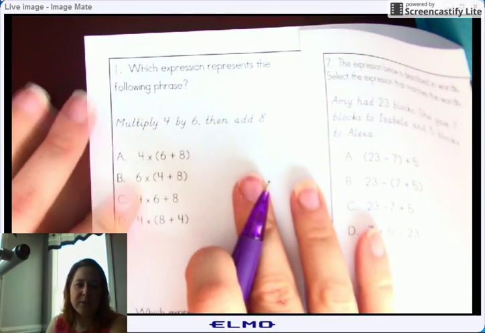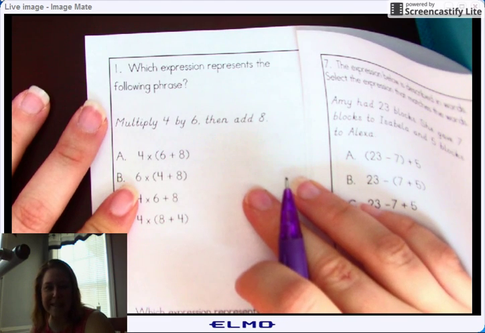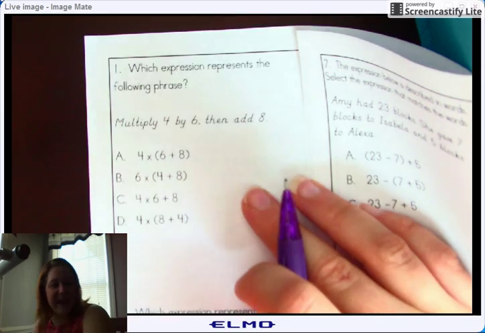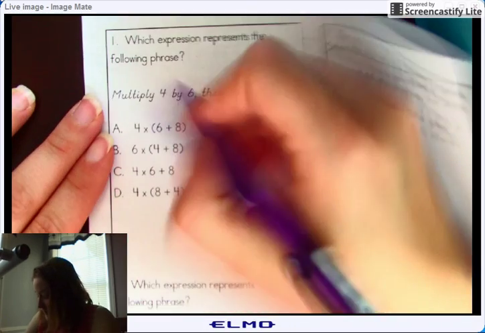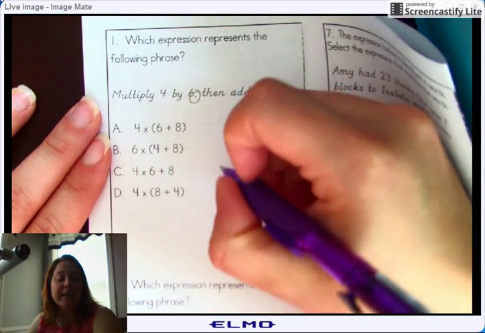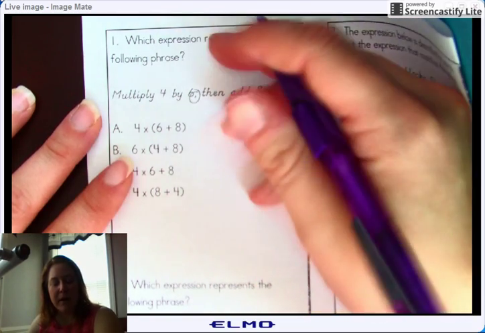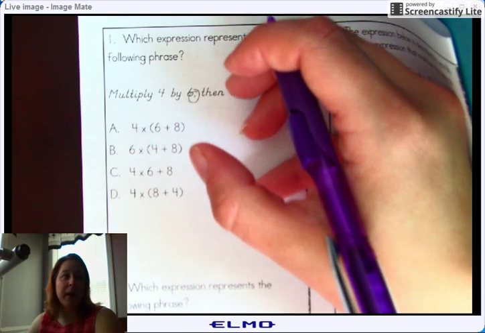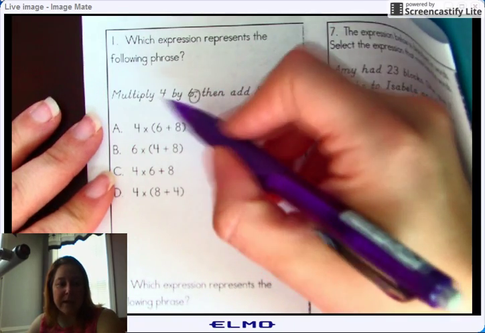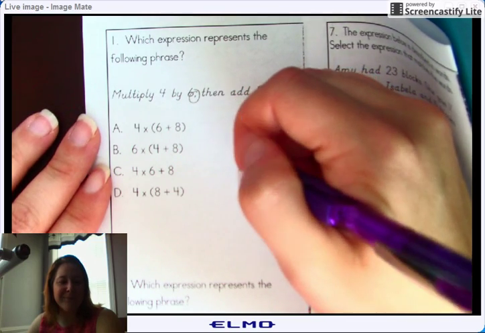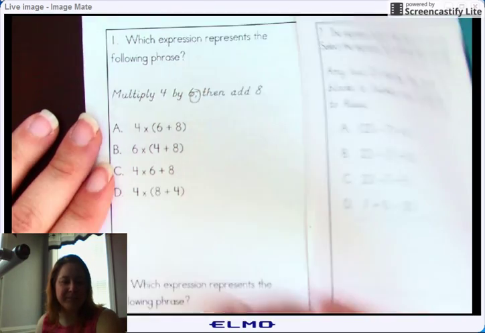So I'm going to flip open to my first slide. And the first question is, which expression represents the following phrase: multiply 4 by 6 and then add 8. I like the comma here. For me, the comma tells me, okay, I'm going to do this first, stop, because a comma in a sentence means to pause, take a breath, and keep going. So it means that we're going to need to multiply 4 times 6 and then add 8. So take a moment and choose the correct answer.